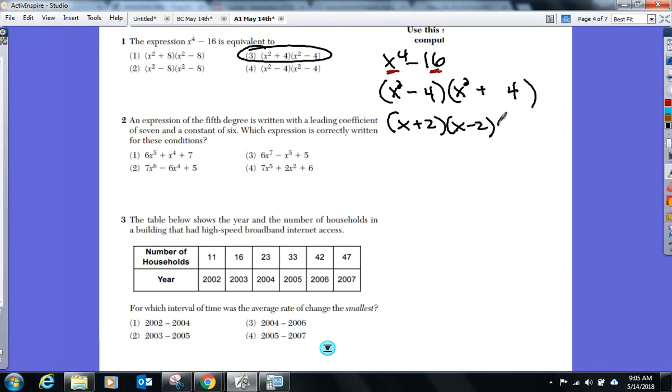Yep, and I just bring down the x squared plus 4. So this right here is fully factored right now. Fully factored.